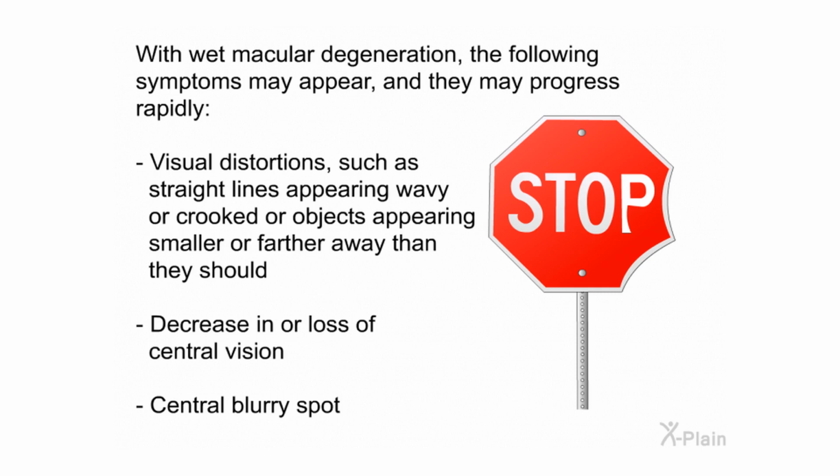With wet macular degeneration, the following symptoms may appear and they may progress rapidly. Visual distortions, such as straight lines appearing wavy or crooked, or objects appearing smaller or farther away than they should. Decrease in or loss of central vision. Central blurry spot.